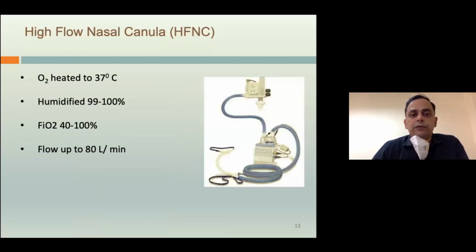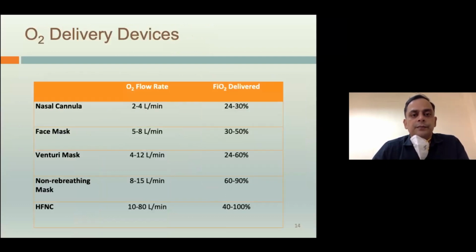Next device is high flow nasal cannula. This will be dealt with later by Dr. Tapas. So concluding, there are mainly these devices which we are using. The nasal cannula, we can use it at a rate of 2 to 4 liters per minute, and the FiO2 which will be delivered will be 24 to 30%.